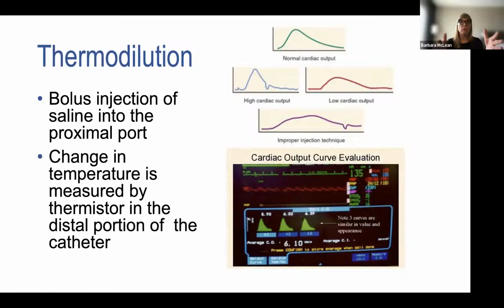You can do this on your bedside monitor. You can use the hemisphere. And typically what we do is we do 3 injections about 1 minute apart, and we take the 2 that are within 0.05 of each other. None of them are really within 0.05 of each other. And we average those 2 together, or the monitor averages those 2 together to give us an average cardiac output.